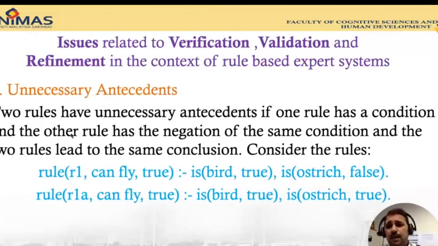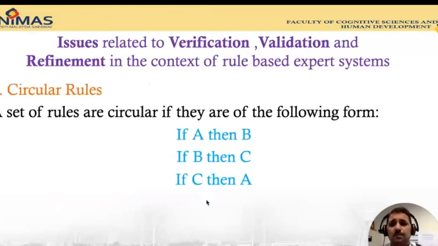Another problem is unnecessary antecedents. Sometimes some conditions are actually unnecessary, so we need to remove them. For example, two rules have unnecessary antecedents if one rule has a condition and the other rule has a negation of the same condition. In that case the two rules lead to the same conclusion. You see these two rules actually conclude the same thing. If they are concluding the same thing, there is no need to write two. So you can delete one because their conclusion is the same.